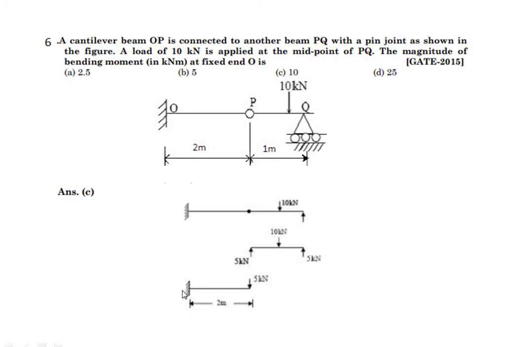So the maximum bending moment, or the magnitude of bending moment at this point, is going to be the force into perpendicular distance. So 5 into 2, that is going to be the value, 10 kN. So the answer is C, 10 kN. Remember this, there may be many problems of this type, that is, there will be a hinged point given and you have to solve it.